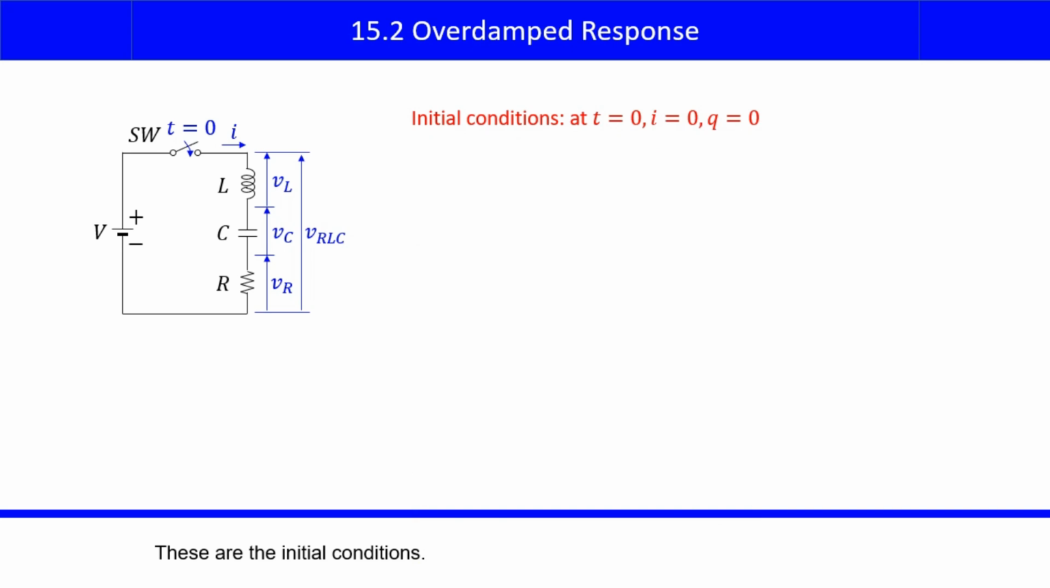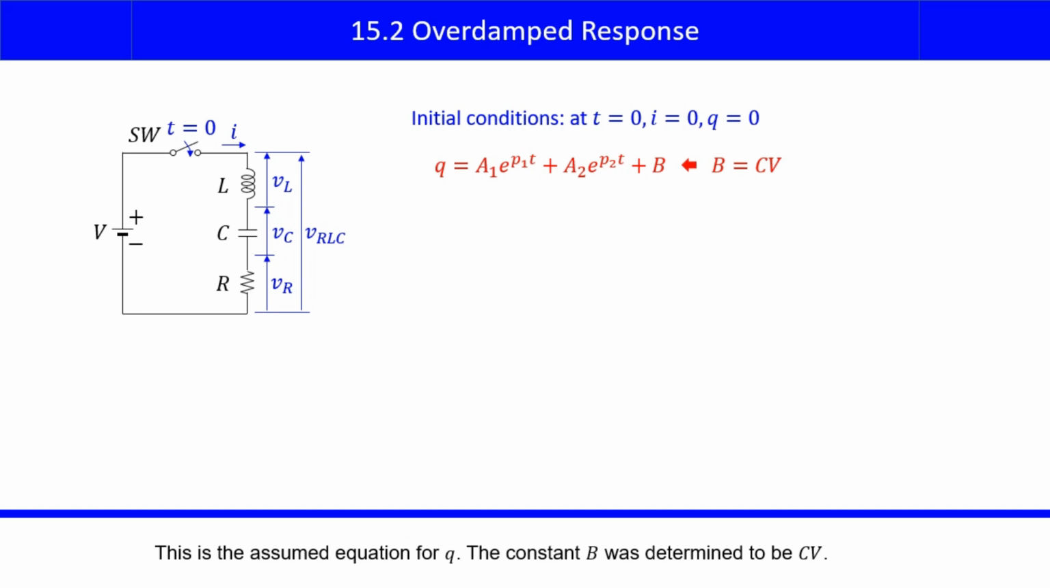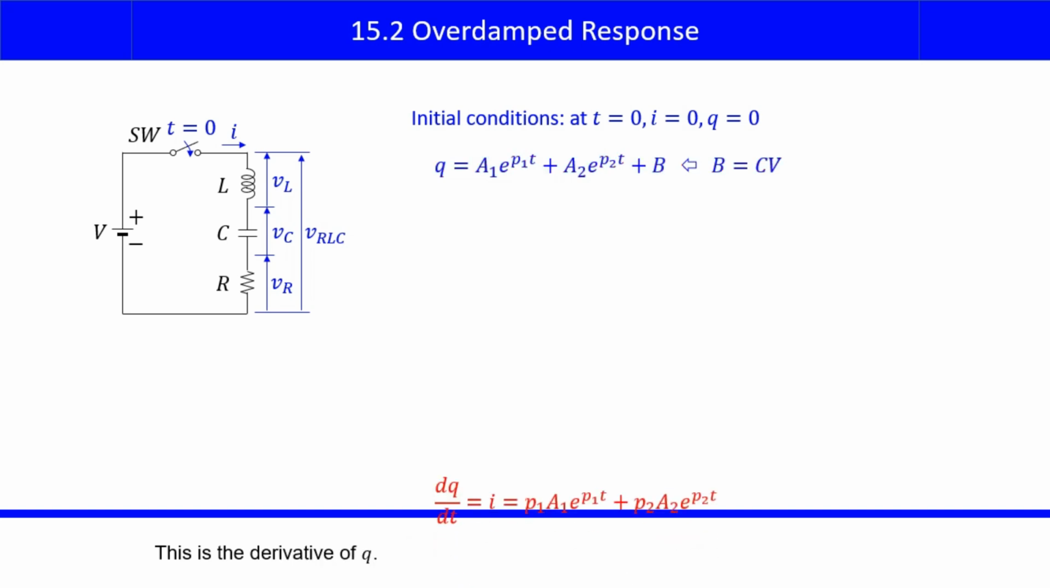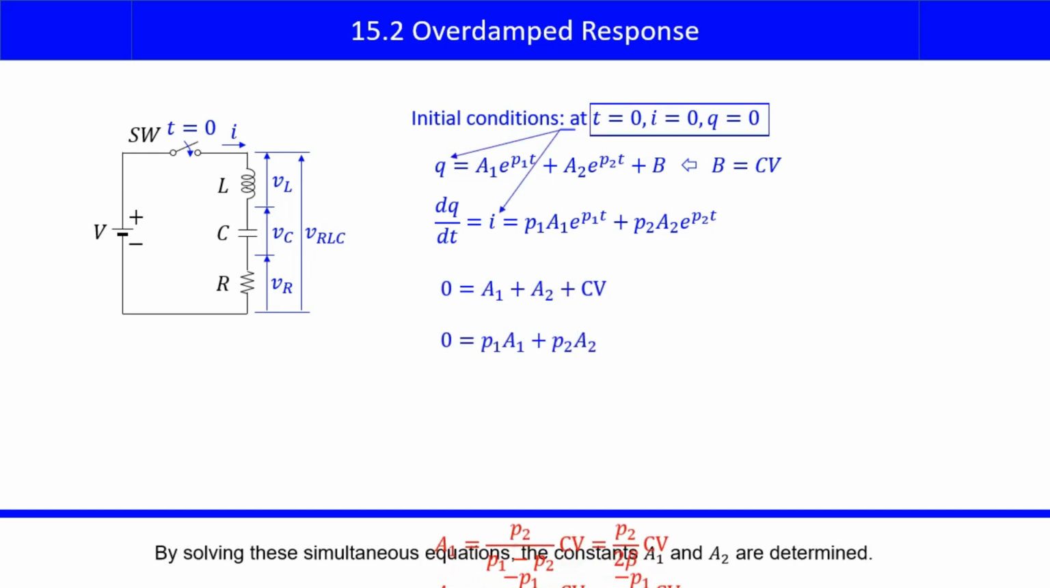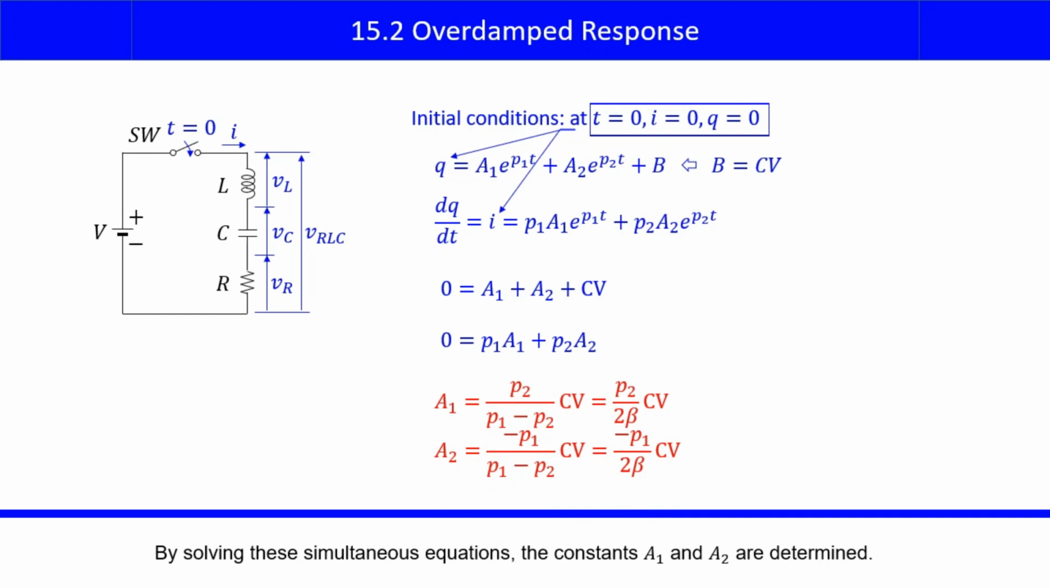These are the initial conditions. This is the assumed equation for Q. The constant B was determined to be CV. This is the derivative of Q. Applying the initial conditions results in simultaneous equations for A1 and A2. By solving these simultaneous equations, the constants A1 and A2 are determined.